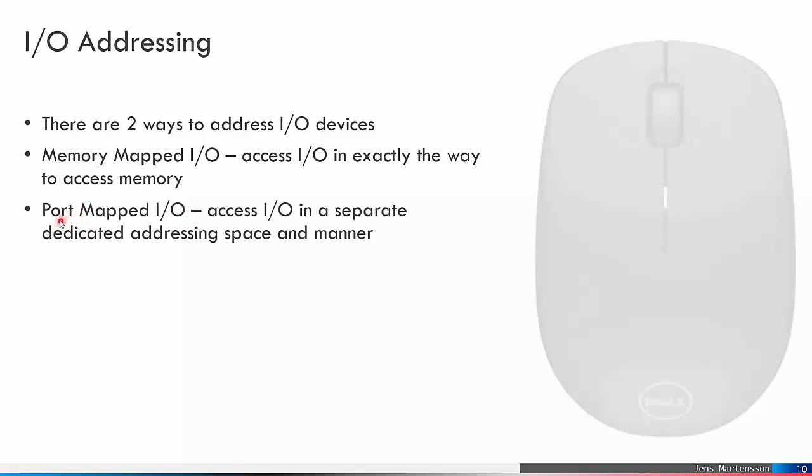The other one is what we call port mapped I/O. The access to I/O is done in a separate dedicated addressing line and a different protocol altogether compared to memory access.